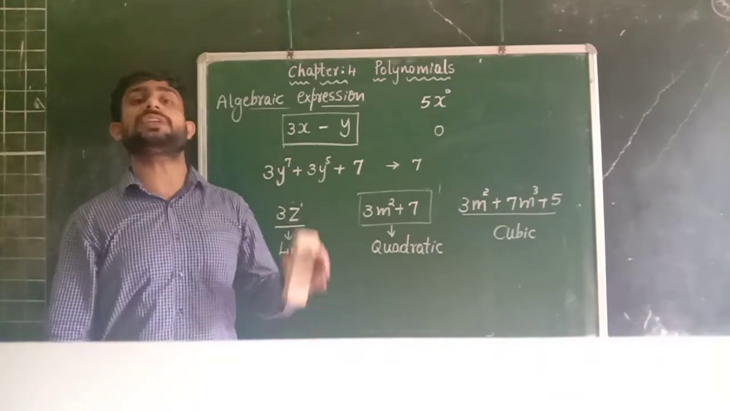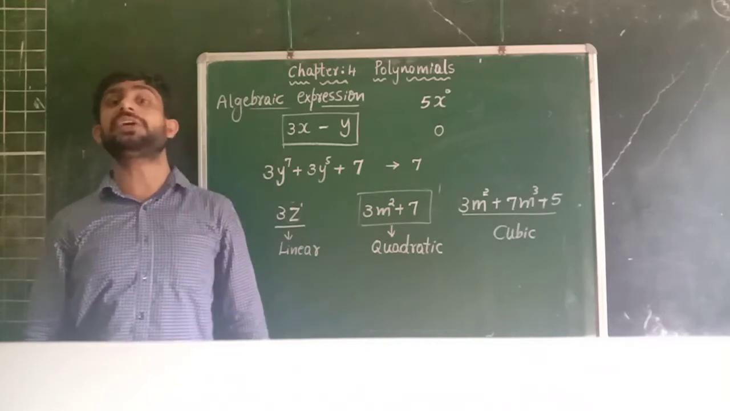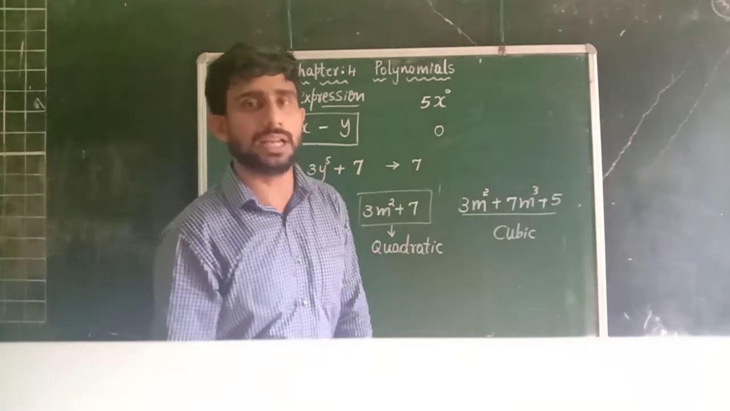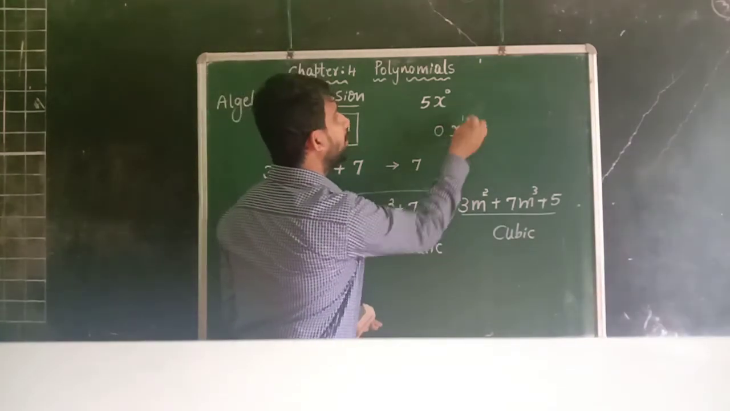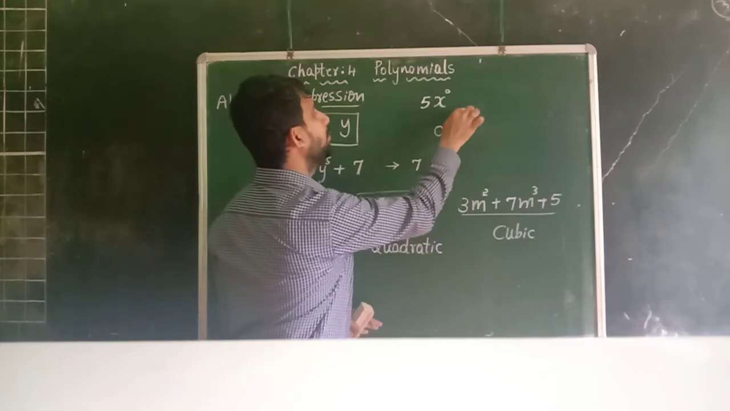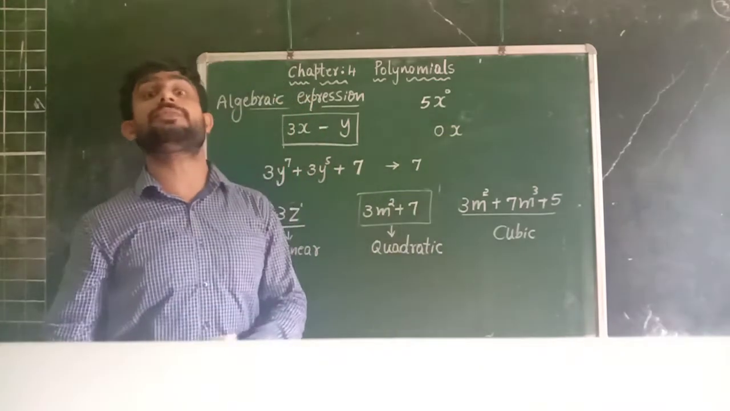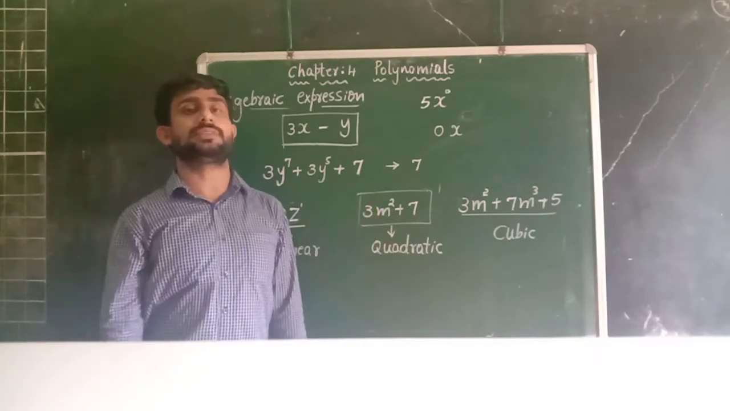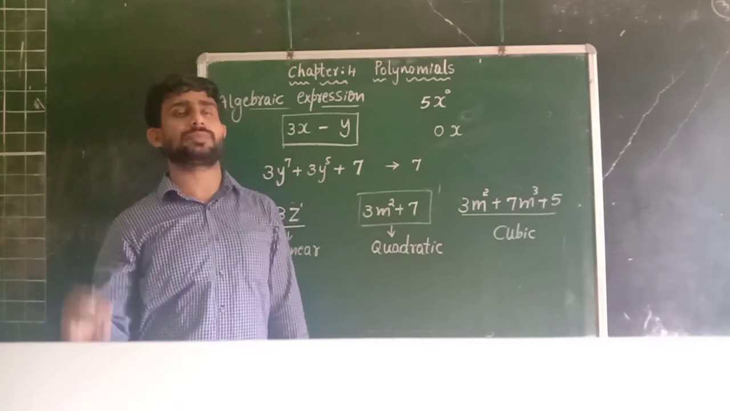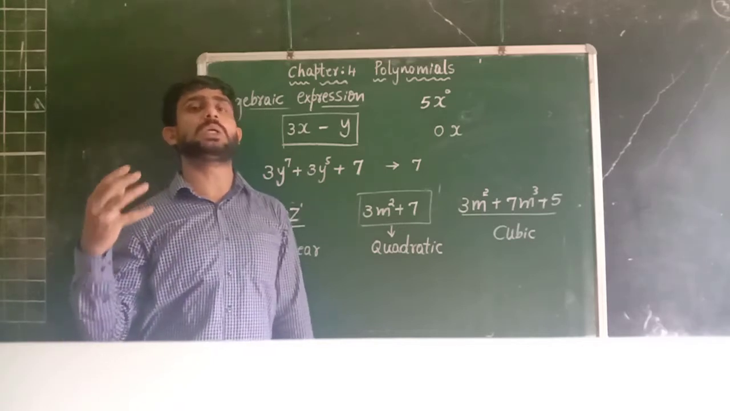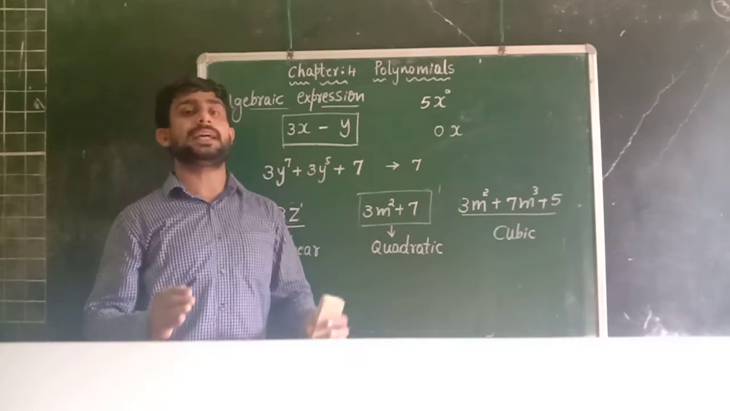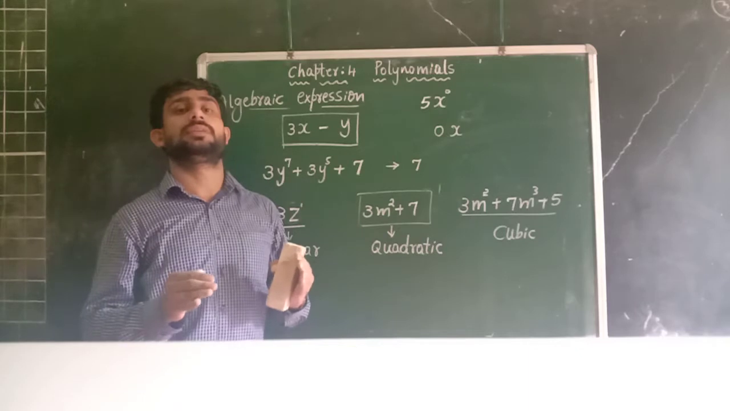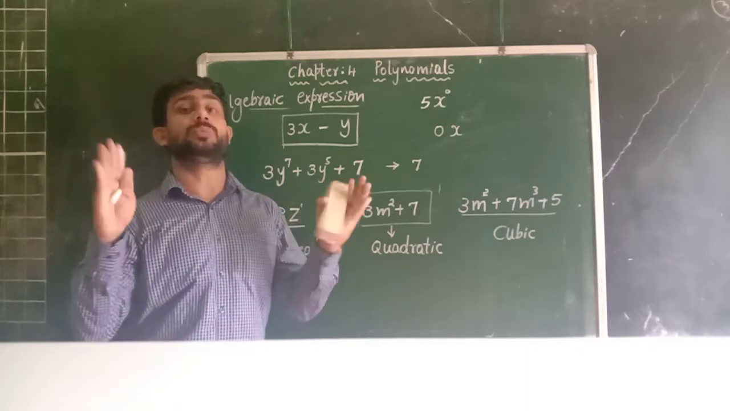What is the degree of a zero polynomial? We cannot assign any degree to a zero polynomial. Why? I can give x to the power anything, it again becomes 0. x to the power 2, also 0. Therefore, the degree of a zero polynomial is not defined. Okay, this is very important. Next, I will give an exercise problem that you have to try. It is very simple, you have to try it as homework.